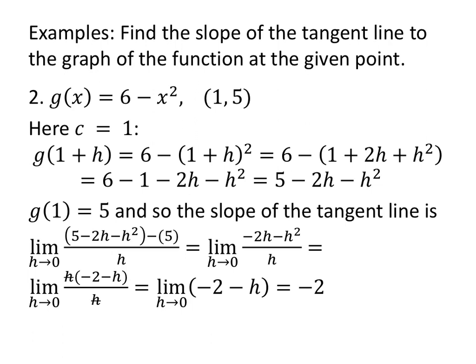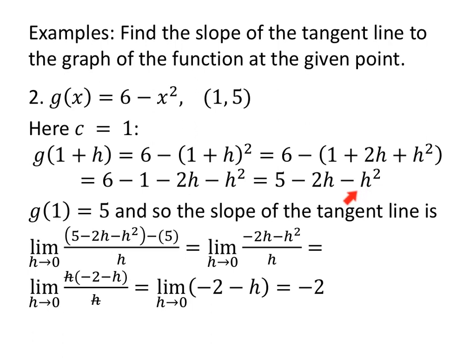Taking g of x to be 6 minus x squared, and the point 1, 5, this is given to us. Since c equals 1, I'm going to find g of 1 plus h. So that's 6 minus 1 plus h all squared. Don't forget to FOIL. Don't just square the 1 and square the h. Make sure you write it out. 6 minus, in parentheses, 1 plus 2h plus h squared. Distribute your negative to the 3 terms in the parentheses and combine like terms to get 5 minus 2h minus h squared.